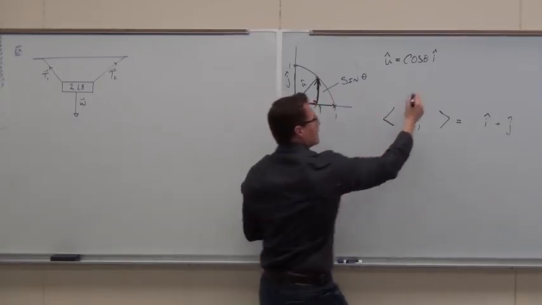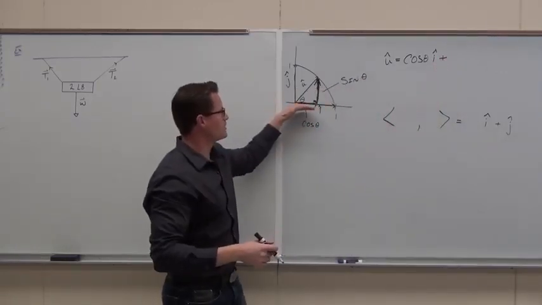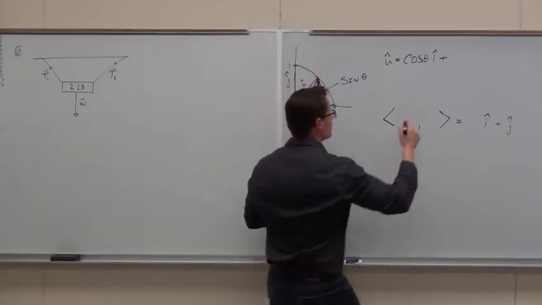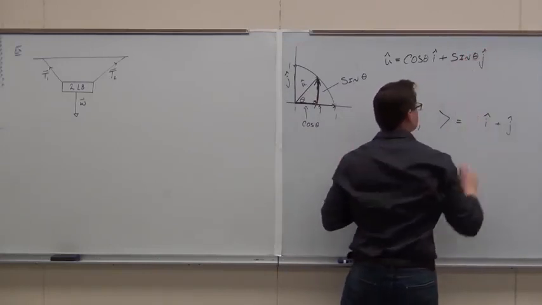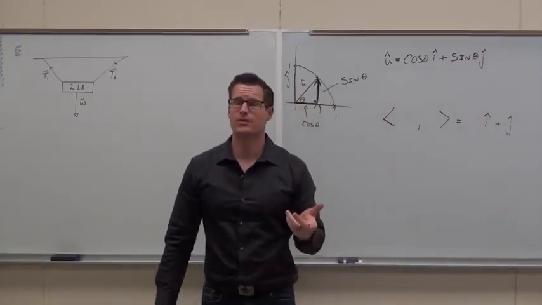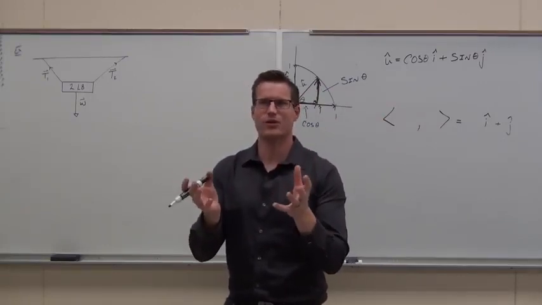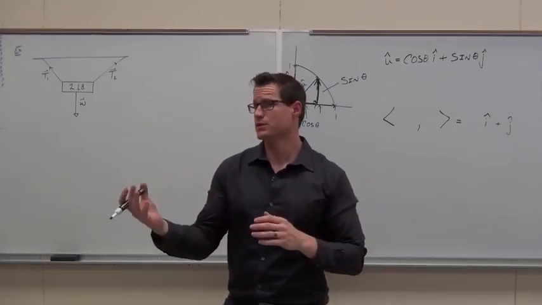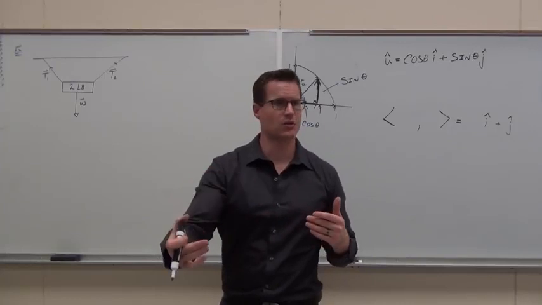Plus, we know by vector addition we can take one vector and add another one to it, and it equals this original vector: sine theta j. That's another way that we can define a unit vector, if we know the angle. That's the key thing. If you do know the angle, that's really nice, because we can start defining unit vectors more easily.